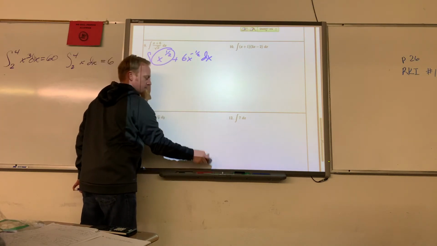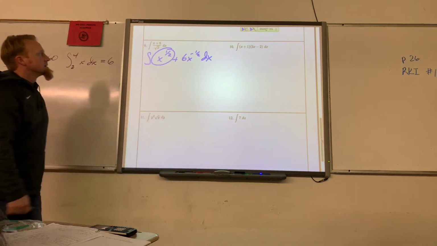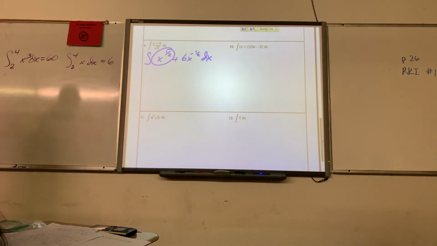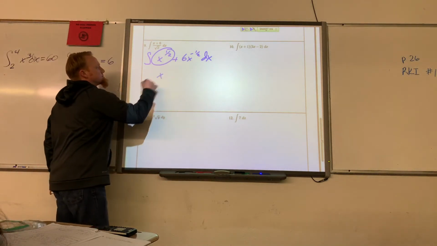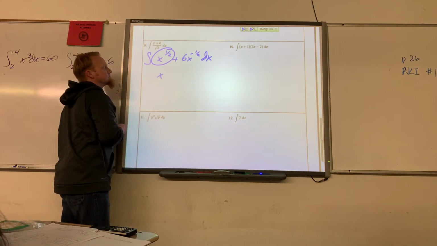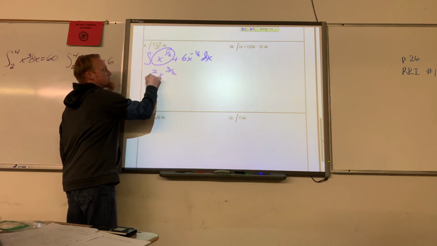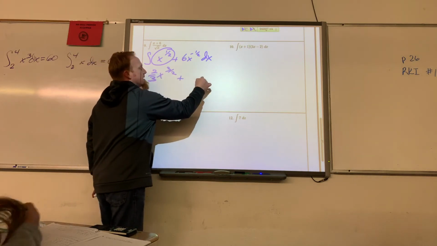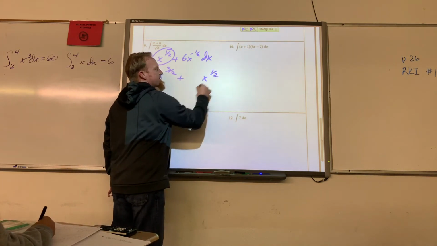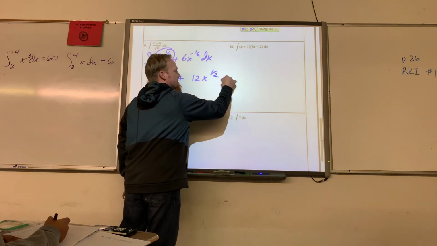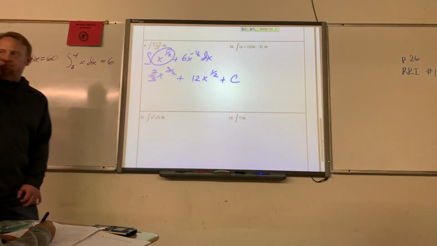So why did you make the exponent negative on the second one? Because the bigger exponent was on the top. If it would have been 6x squared over the square root of x, it would have been 3/2. Alright, so I add 1, which gives me 3/2, multiply by the reciprocal, which gives me 2/3. I add 1, which is 1/2, multiply by the reciprocal, so that'd be 2 times 6, which gives me 12, and don't forget the c.